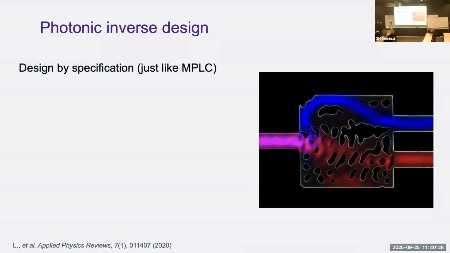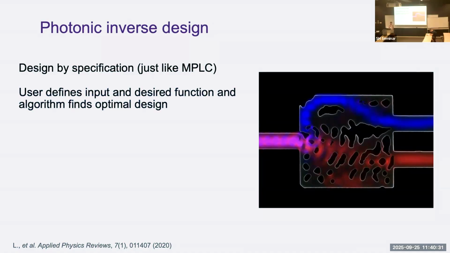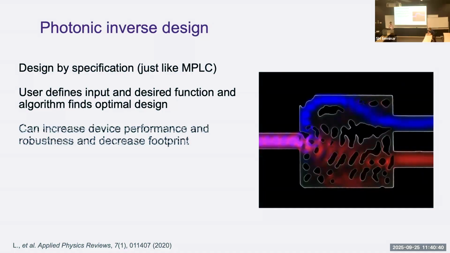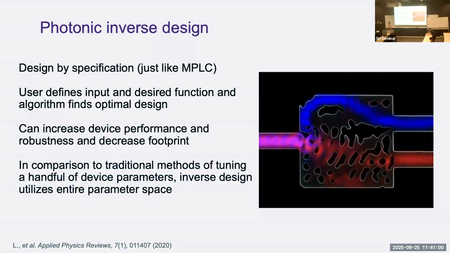The way that you do photonic inverse design is very much like MPLC. You design by specifying what you want the device to do. So I have a user-defined input and a function, which some algorithm will use in order to find an optimal device. There's a lot of work on this, topological optimization, which shows that these devices are more robust and usually much smaller than what you would otherwise design from the bottom-up approach. It's more convenient than the traditional method of designing.